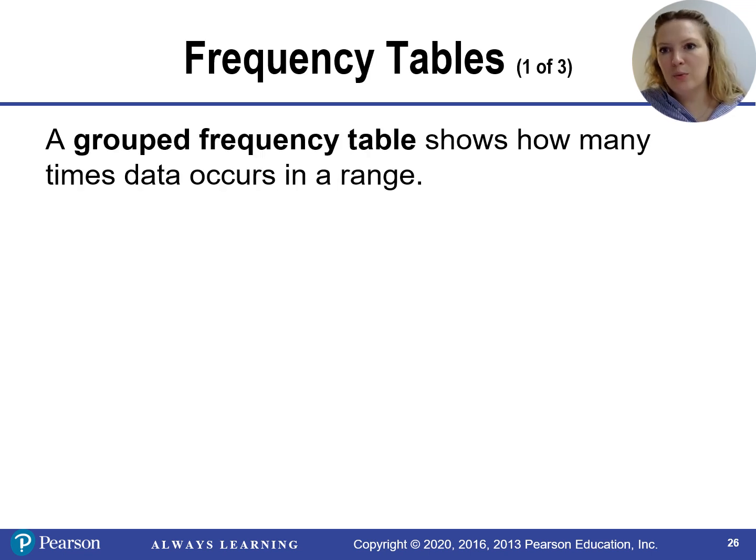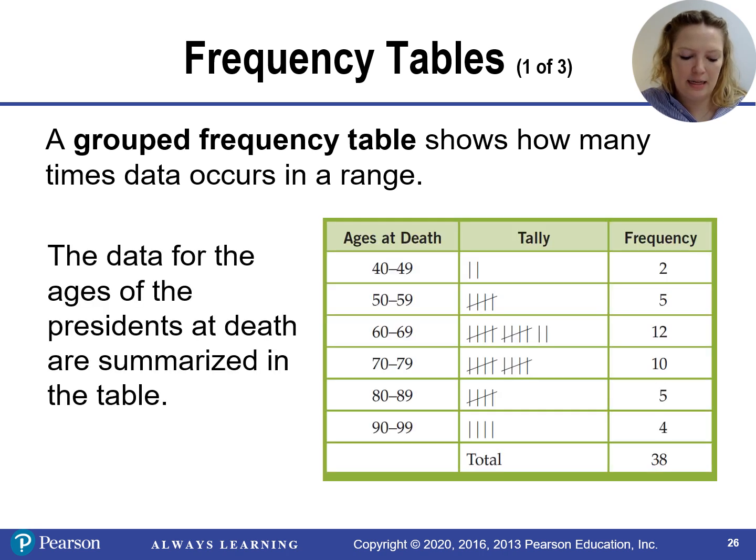So another way that we can represent data is with a grouped frequency table. If we took that same data with the presidents' ages at their death, and we arranged a grouped frequency table using our ages at death ranging from 40 to 49, 50 to 59, etc., we could tally how many presidents fell into that range, and we could see that most presidents were dying around their 60s or 70s.